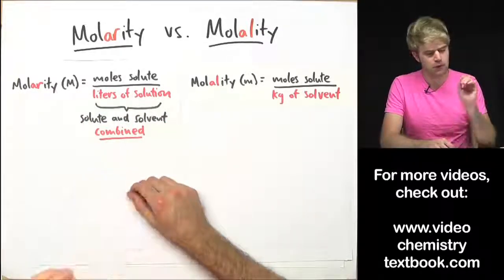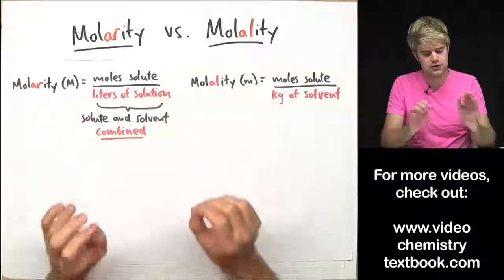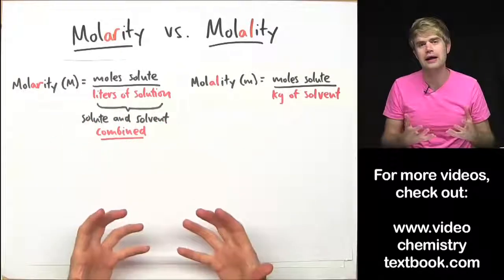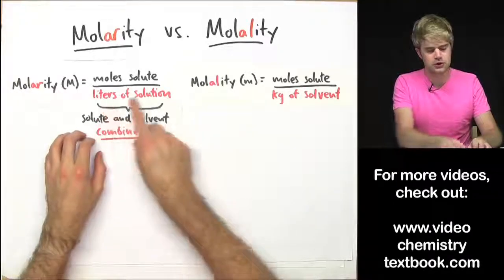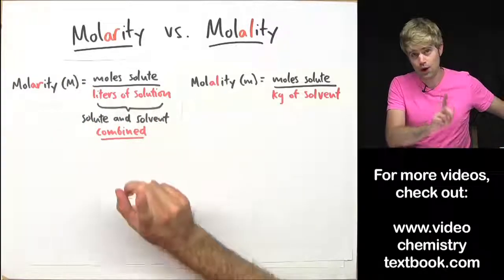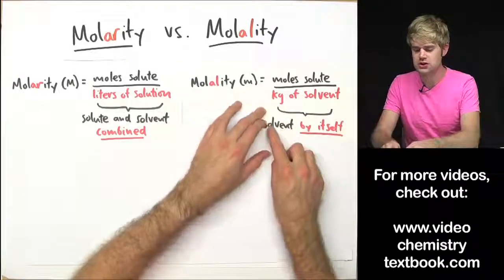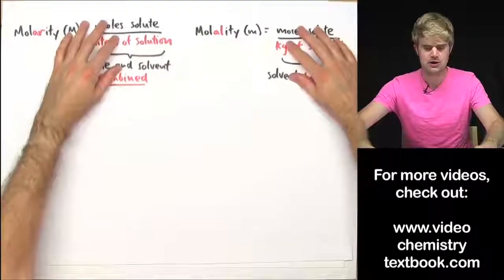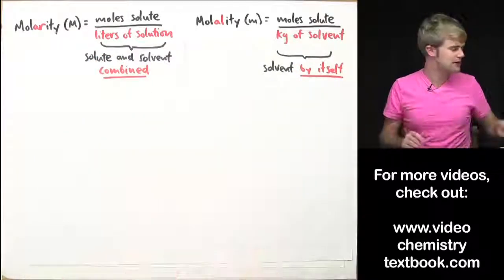Here's the thing. Molarity is about liters of solution. Okay, so the liters of solution here mean the solute and solvent combined. That's what a solution is. It's a solvent and the solute together. So the liters of solution is the solute and solvent combined, whereas in molality, we're talking about the kilograms of solvent. So this is the solvent just by itself, okay? So that is one important difference, and let me show you what that actually means and why it's important.